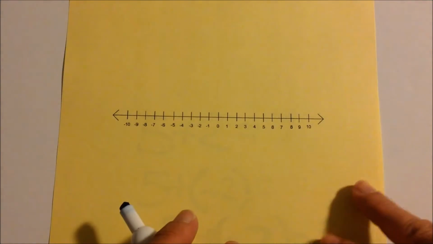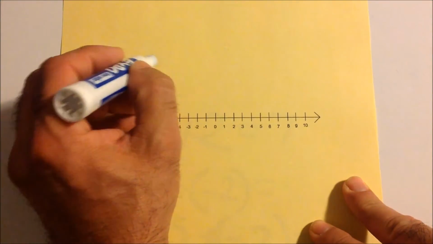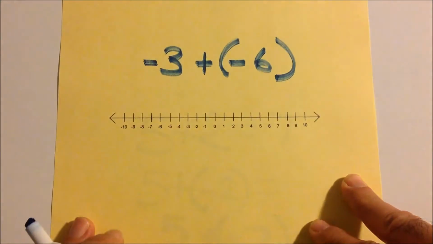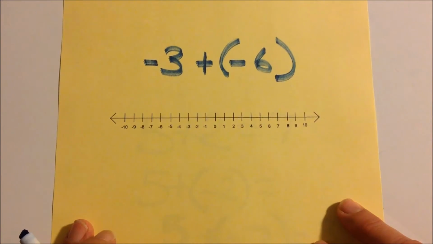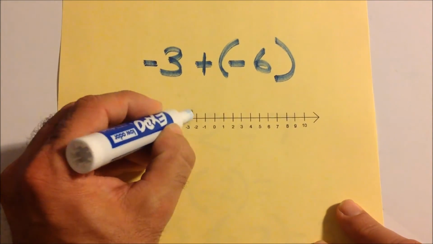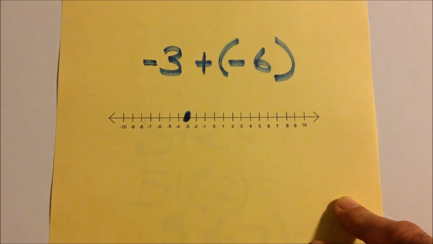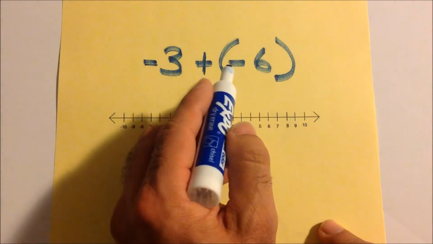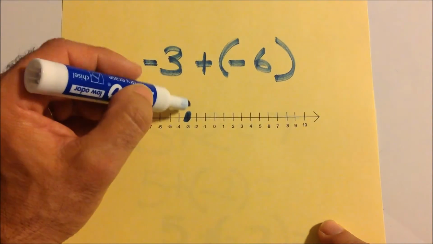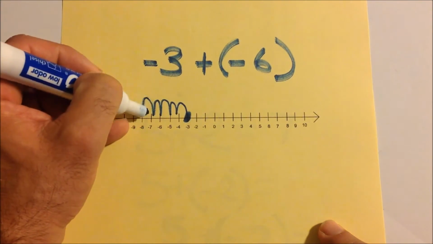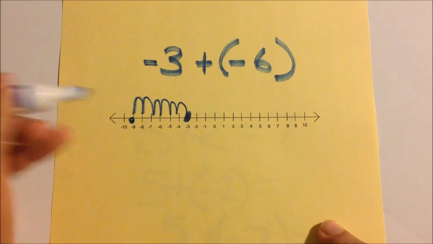Let's say I had -3 plus -6. So where should we start? The first place we should start is the first number. It says -3, so there's a dot at -3. Now since it says we're adding a -6, we're going to the left. Remember, negative, go to the left. If it was positive, we would go to the right. So go to the left 6 times. 1, 2, 3, 4, 5, 6. And we're at -9.